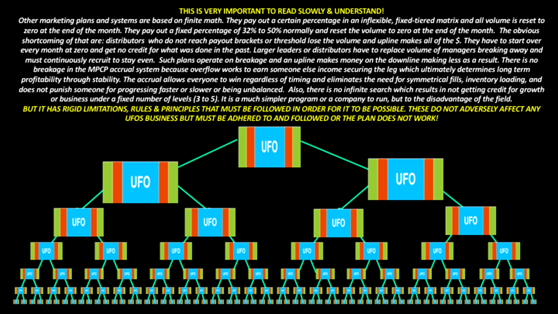So also there is no infinite search in other programs, which results in not getting credit for growth or business under a fixed number of levels. It's usually 3 to 5. And it's a much simpler program for the company to run, but it's to the disadvantage of the field. Really, there was no other system before this. This broke the sound barrier.